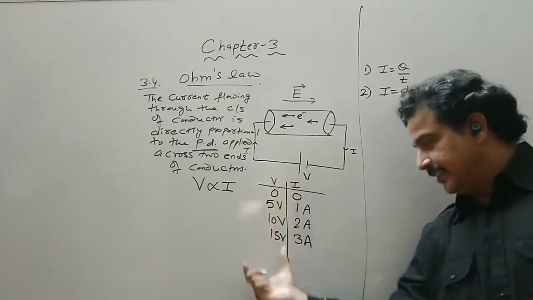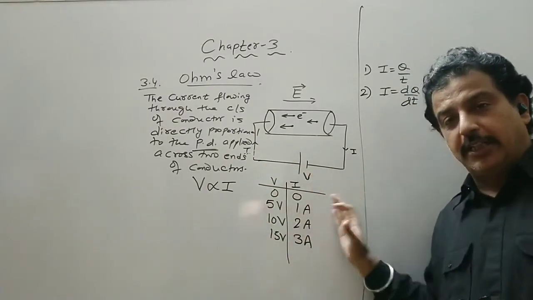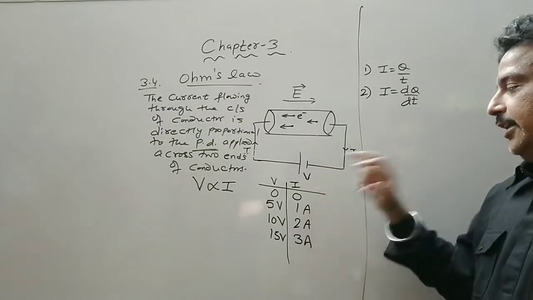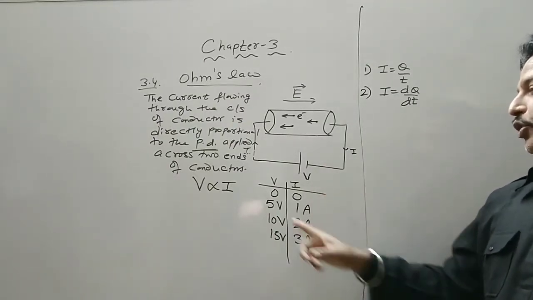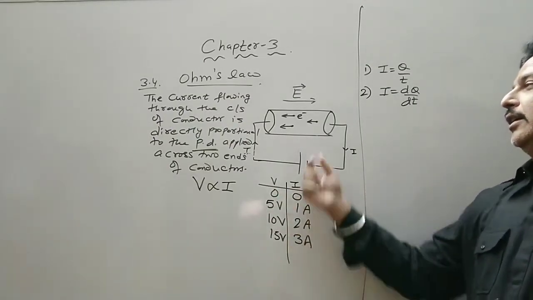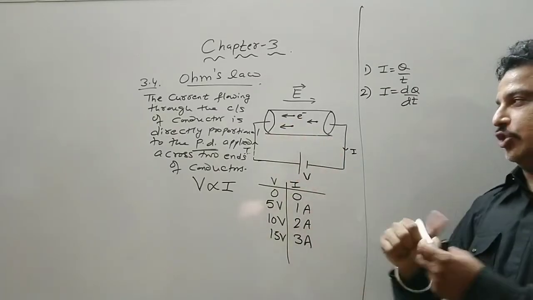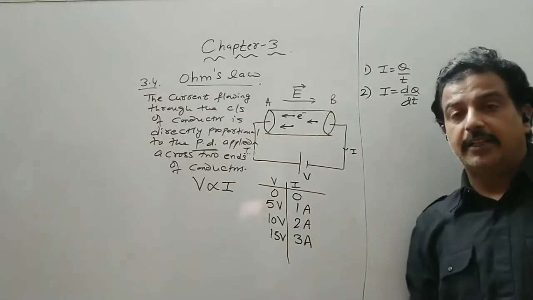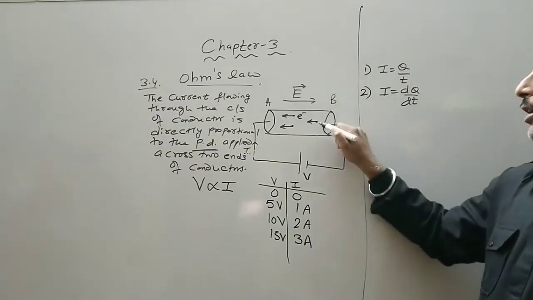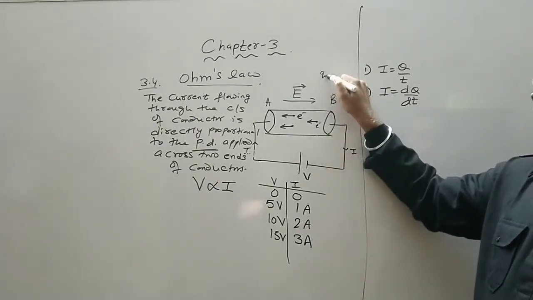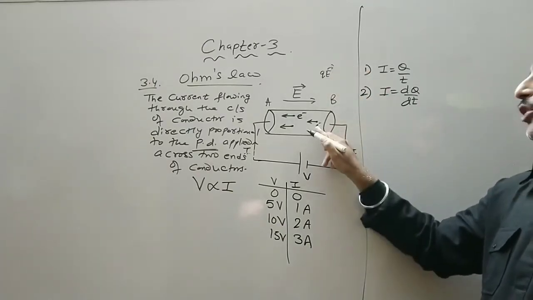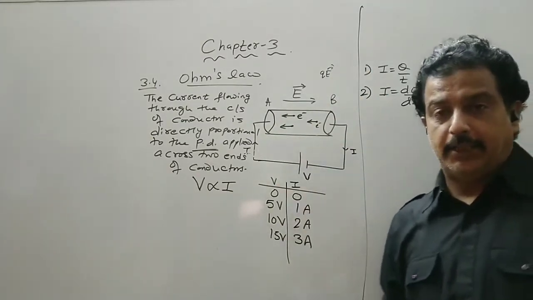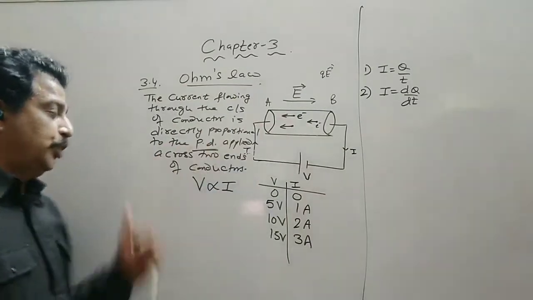Here, as V increases, correspondingly the current flowing through the conductor keeps on increasing, because if V increases, the potential difference across these two ends, say A and B, increases, or the electric field increases. The more the electric field, the more the force qE acting on the electron in the opposite direction. So they will move from one end to the other.